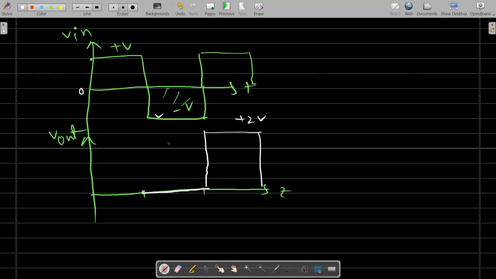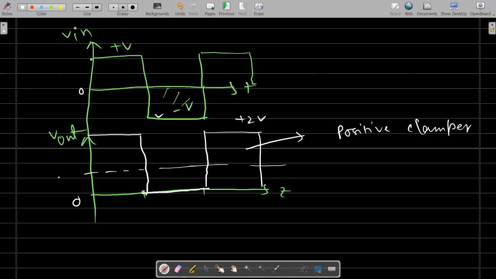So you can put a copy here actually. If you take a part of the waveform that is not starting from time t equal to 0, because the t equal to 0 situation will be different, it shifts the reference level to the positive side, so it is a positive clamper. Now the 0 level is here, and the reference level is plus V, and this one is plus 2V. So it is an example of a positive clamper.